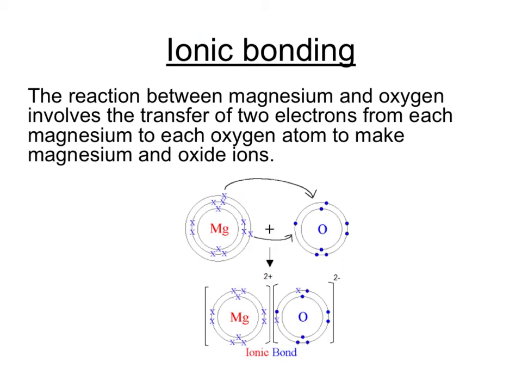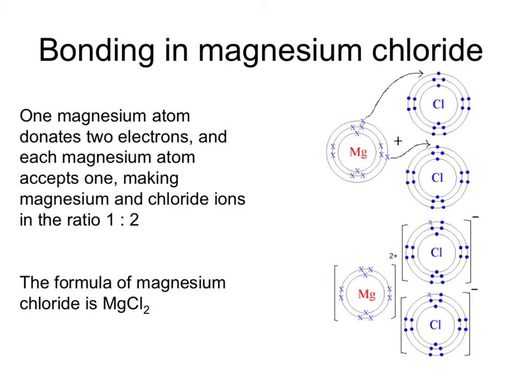Notice the names of these negative ions, these non-metal ions, tend to change to an ending with "ide", like chloride, oxide, sulfide and so on. Because there's a ratio of 1 magnesium to 1 oxygen, the formula of magnesium oxide is MgO. There's a ratio of 1 magnesium to 1 oxygen, but that isn't always the case.